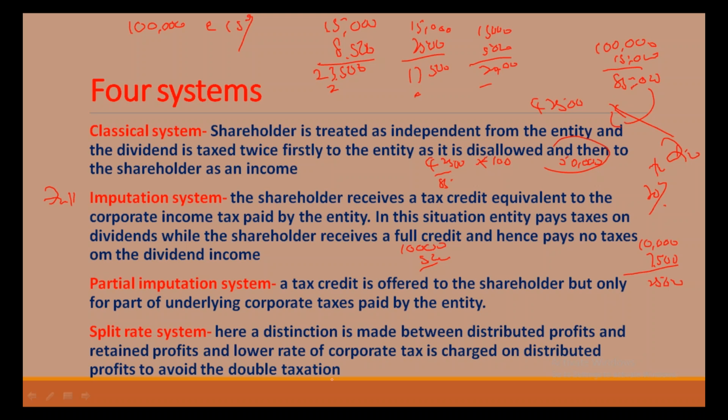So distributed profit is 42,500 and the balance that is retained is another 42,500. So they will charge a lower tax on the retained and another tax on what is distributed. Okay. So remember the four systems.